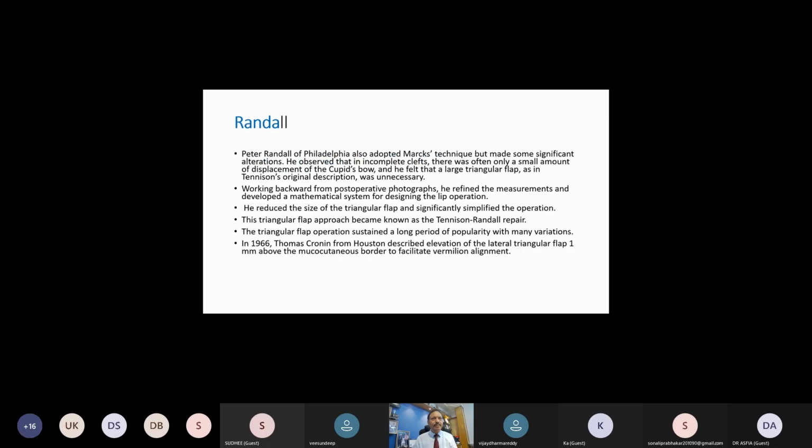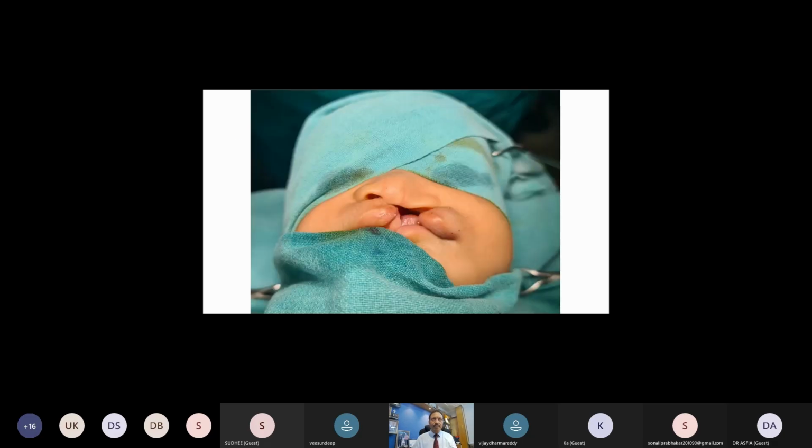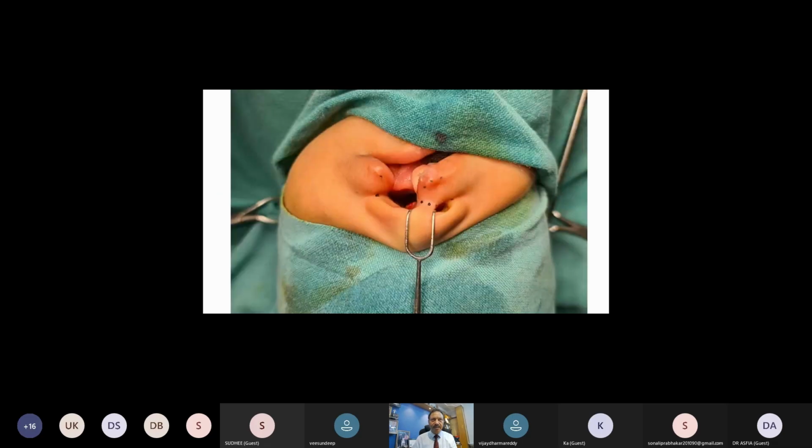So coming to now, in this patient, I will be doing a triangular flap repair. So again, the markings are done. The midpoint of the cupid's bow, the highest point on the medial aspect, and the corresponding highest point on the lateral aspect. Now, this has been marked as the midpoint of the columella, base of the columella, and from here you can measure the height of the philtral ridge on the non-cleft side. And from here, you can measure the height of the philtral ridge on the cleft side.